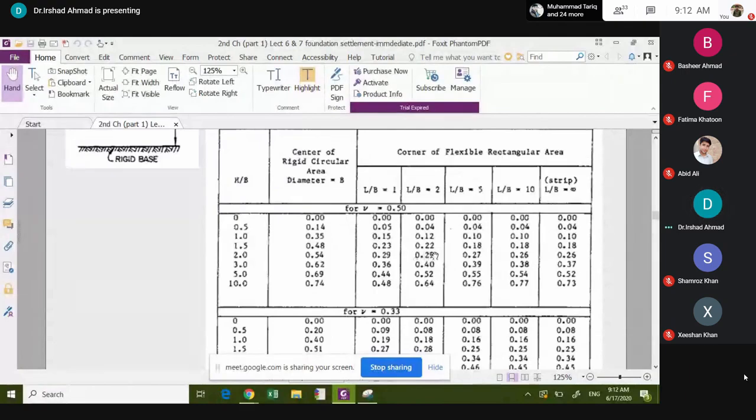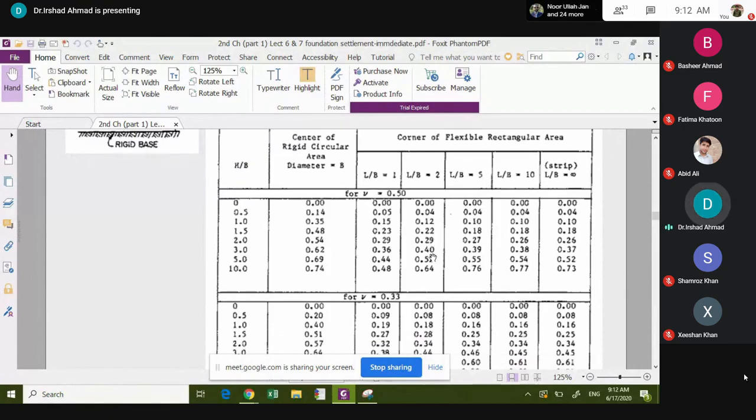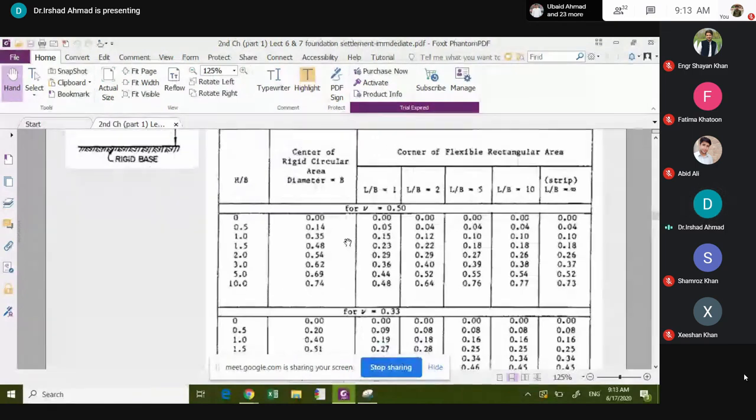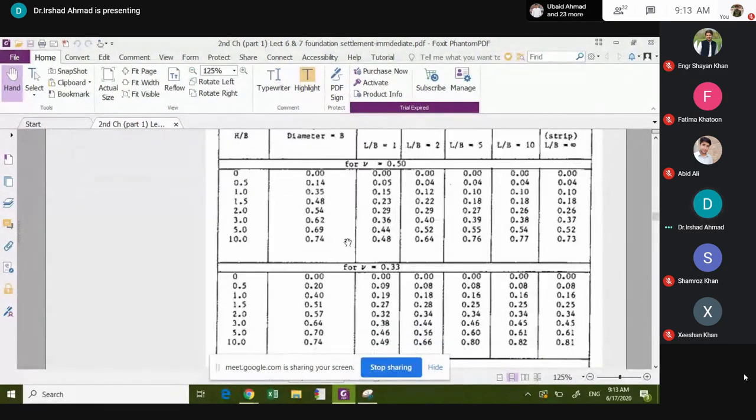You see, you would read this. Two tables are given, one for mu 0.5, the other for mu 0.33. Usually these two values are used. For saturated clay you would use 0.5. For unsaturated soil, sand, gravel, you would use 0.33. So these two tables are given. There is also an equation which can give you the I value for any mu, but for each, this table is given.